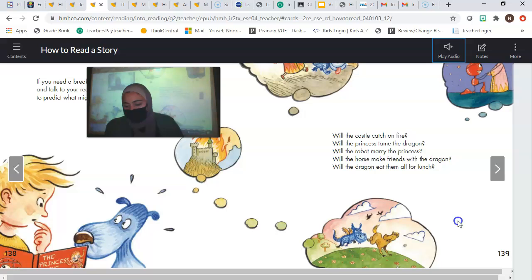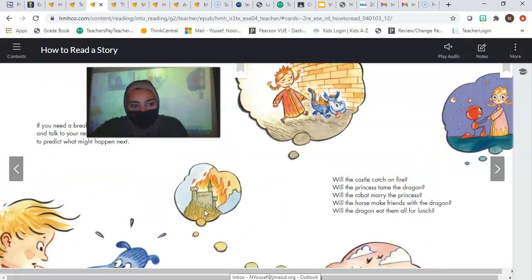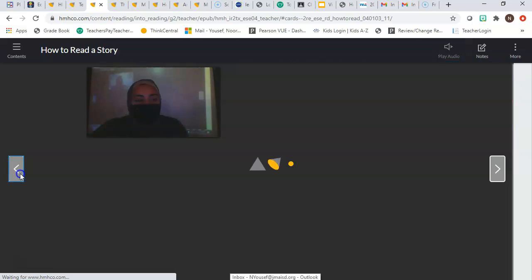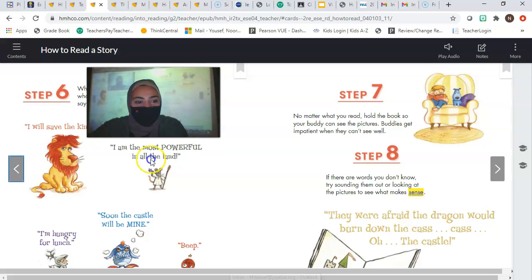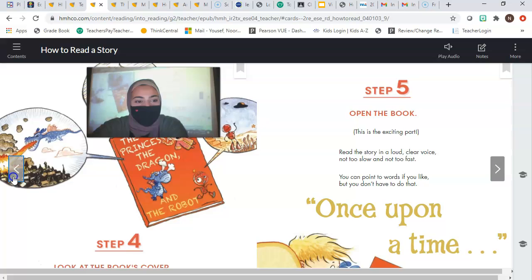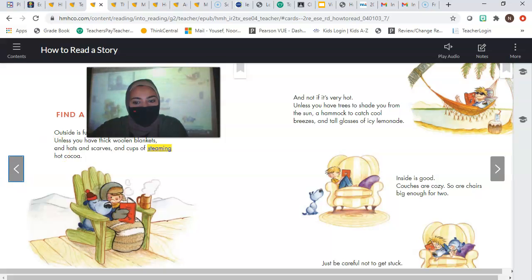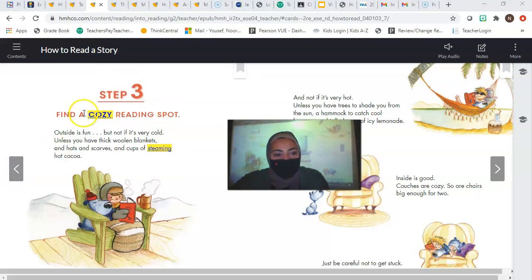Okay, so looking at the second question, it says, why do you think the author does not give a heading under each numbered step? Ooh, look here. Why does the author not give a heading? What is a heading? You see on these pages how it has a heading? It says here, step 3. This is a heading. It says find a cozy reading spot. A heading tells us what this part is going to be about.